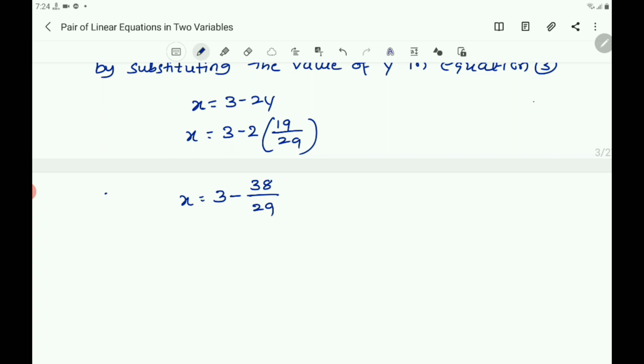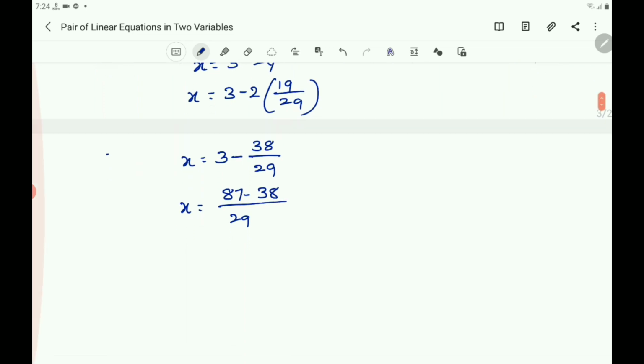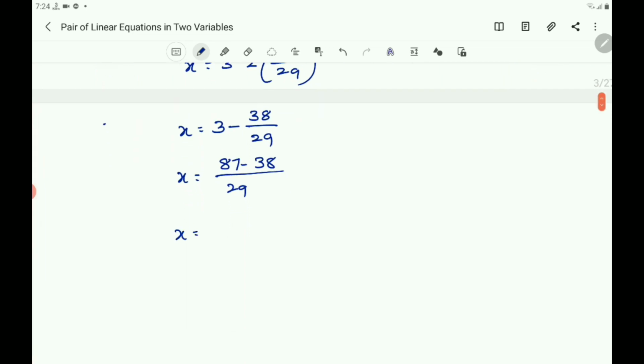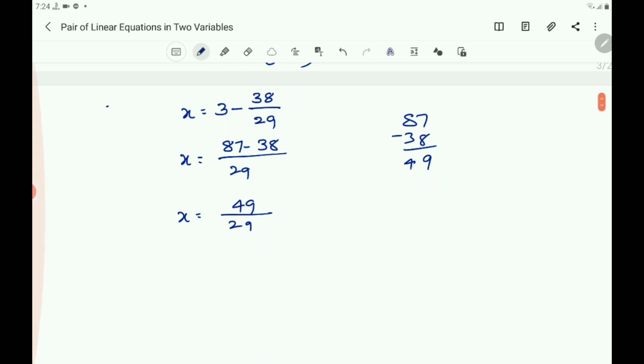X equals 3 minus 38 by 29. Take the LCM. LCM is 29. Then 29 3s are 87 minus 38. Then you will get x equals 87 minus 38 by 29. 87 minus 38, that is 49. You got 49 by 29.